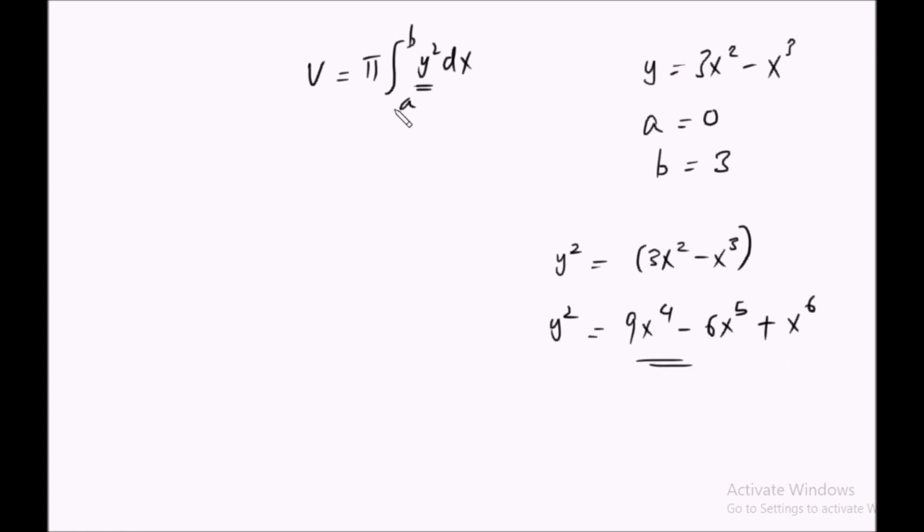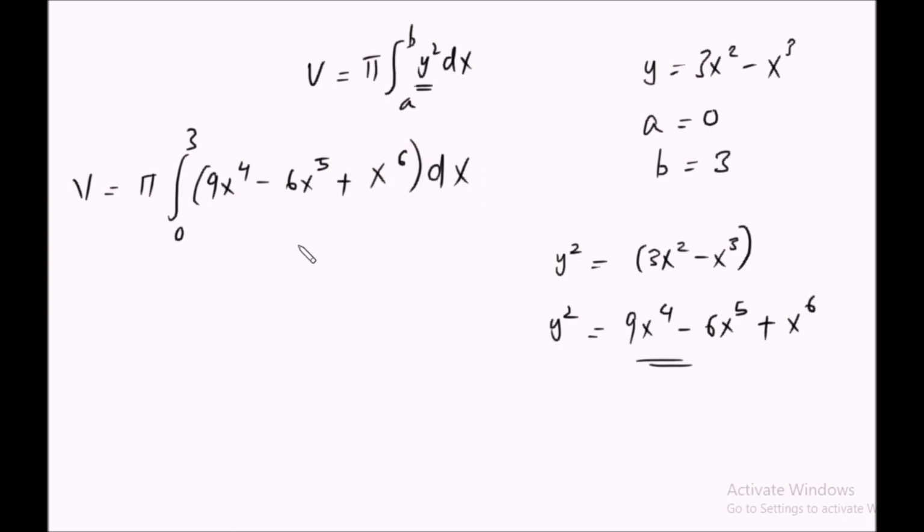Sasa hii ndo nitaipachika hapa. So my volume now is gonna be pi, ni integrate from 0 to 3, ni integrate nani, ni integrate huyu 9x power 4 minus 6x power 5 plus nini, plus x power 6 dx. So hii calculation inahitaji page yake yenyewe, unaweza kuona ni complicated.